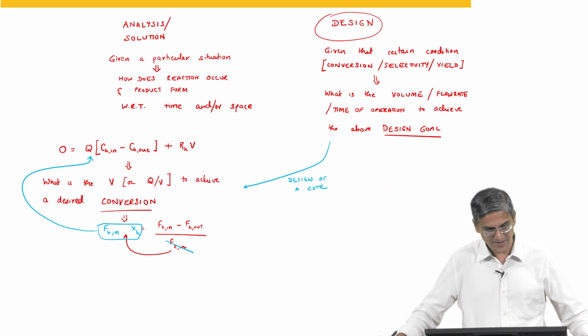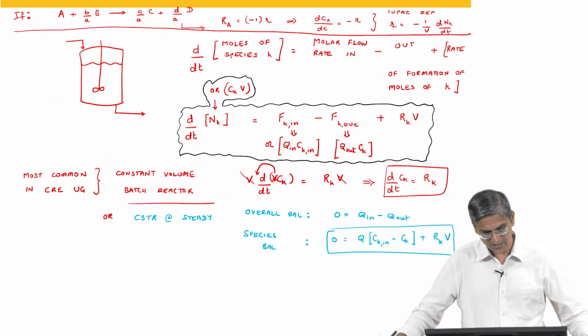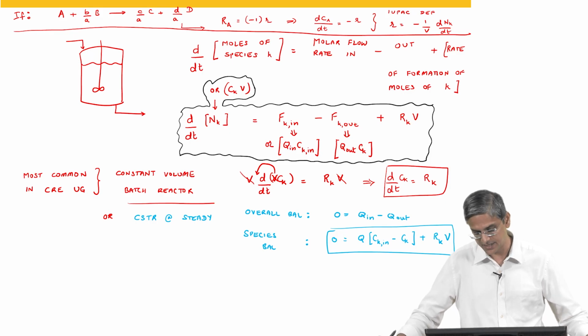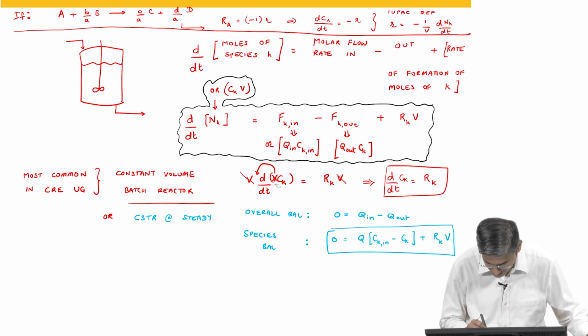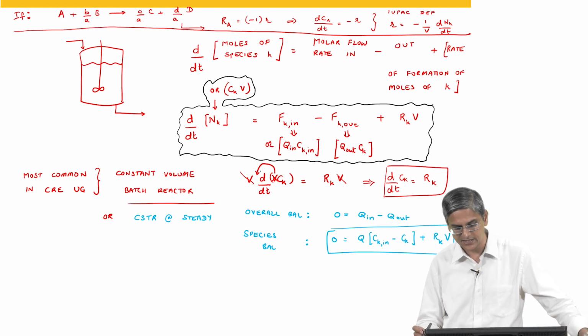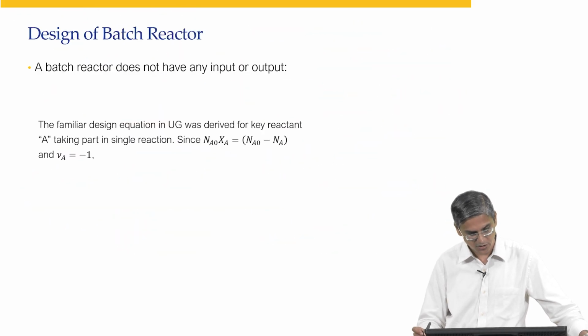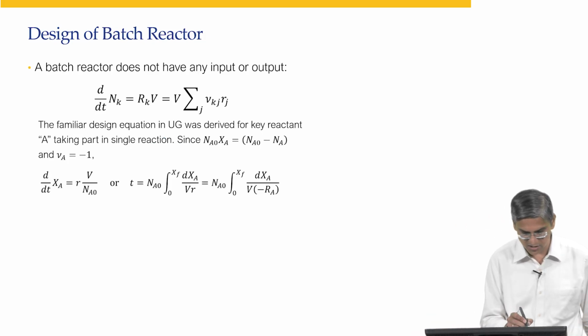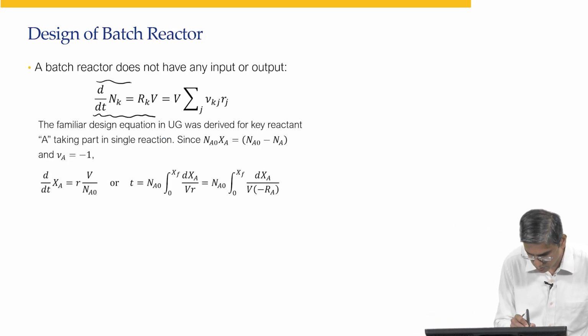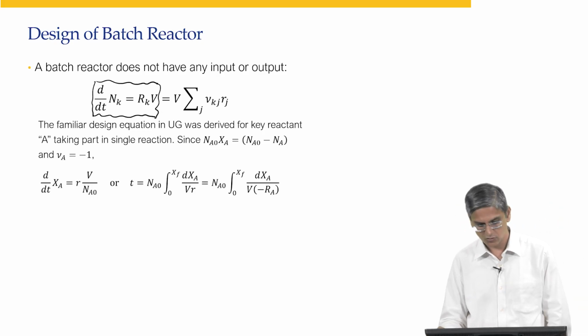Now, if it were a batch reactor, in case of a batch reactor you get dCk by dt equal to Rk. Actually, not dCk by dt; what we get for a batch reactor is d by dt of Nk equal to Rk times V. That is the batch reactor equation, and that does not have any assumption.